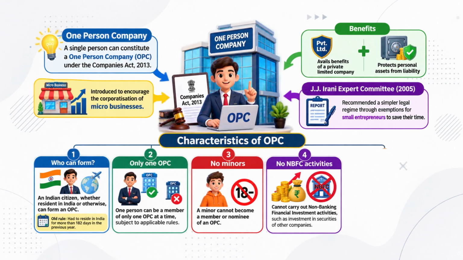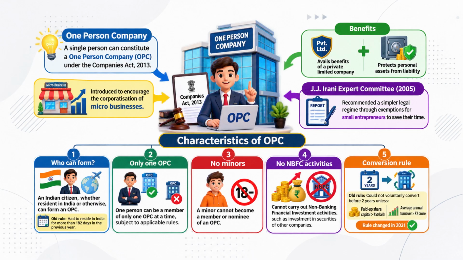Under the old rules, an OPC could not voluntarily convert into another type of company before 2 years, unless its paid-up share capital exceeded 50 lakh rupees or its average annual turnover exceeded 2 crore rupees. This rule was changed in 2021.